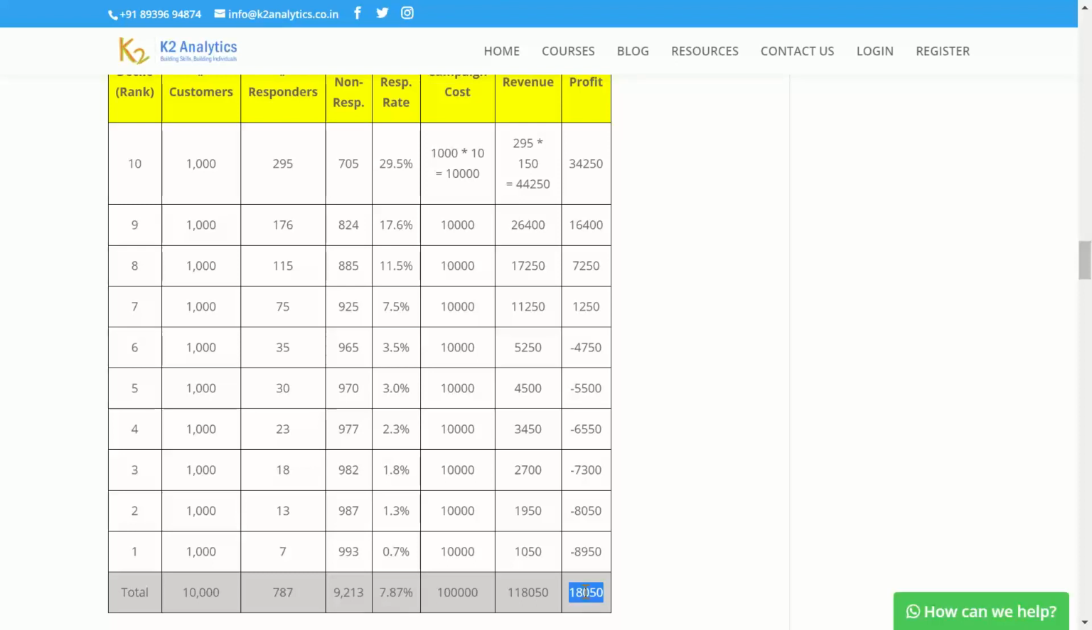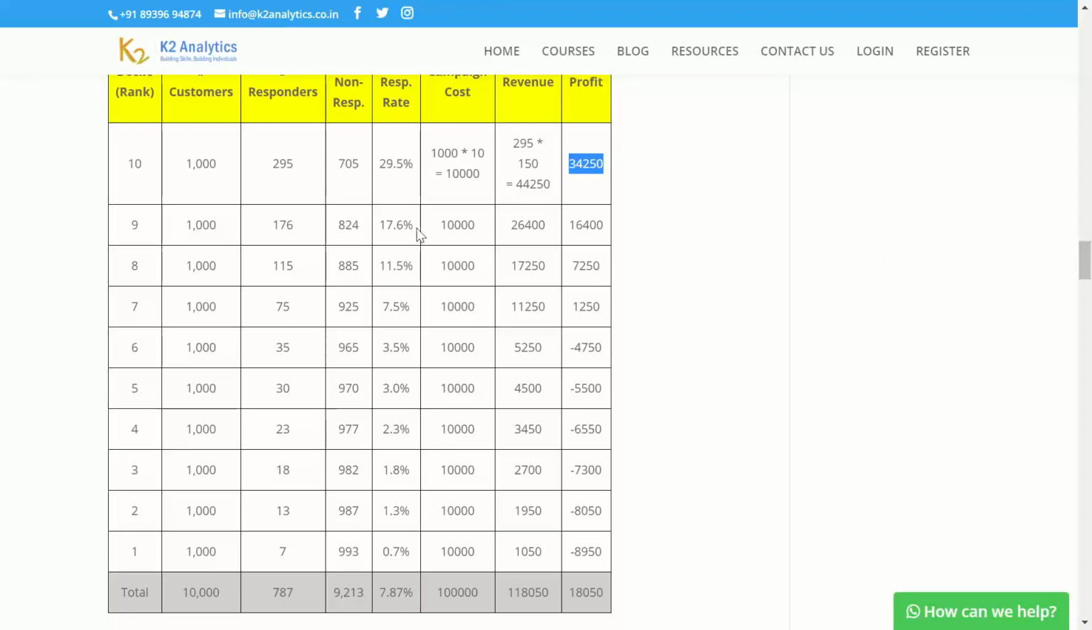But if you slice and dice your data based on segments where you made profit and where you did not make profit, just imagine you have some tool by which you are able to segment them. And here what we have done is we have segmented them in deciles based upon probability. And what it is saying is that if you would have just targeted 1000 customers, anyways, you would have made a profit of 34,250.